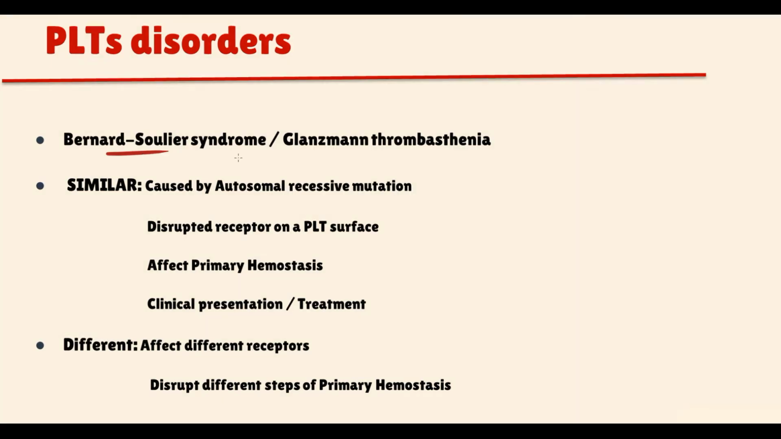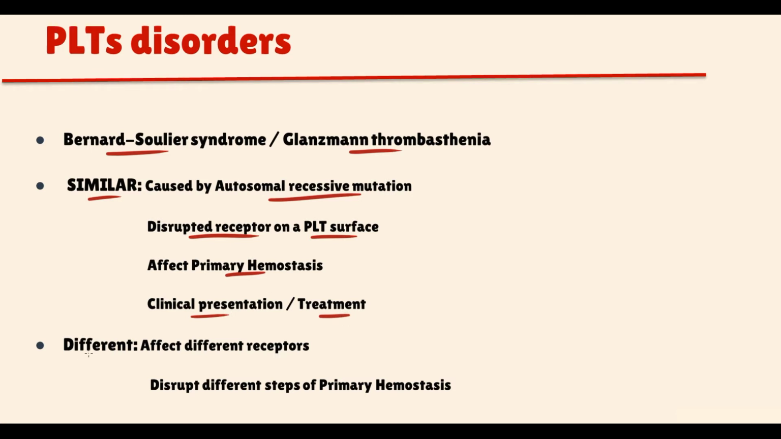Bernard-Soulier syndrome as well as Glanzmann thrombasthenia belong to so-called platelet disorders. They are very similar in certain aspects. They both are rare inherited blood clotting disorders. They both are caused by autosomal recessive mutation. In both cases, the mutation affects the receptors that are present on a platelet surface. They both affect primary hemostasis, thereby they both have similar clinical presentation and treatment.